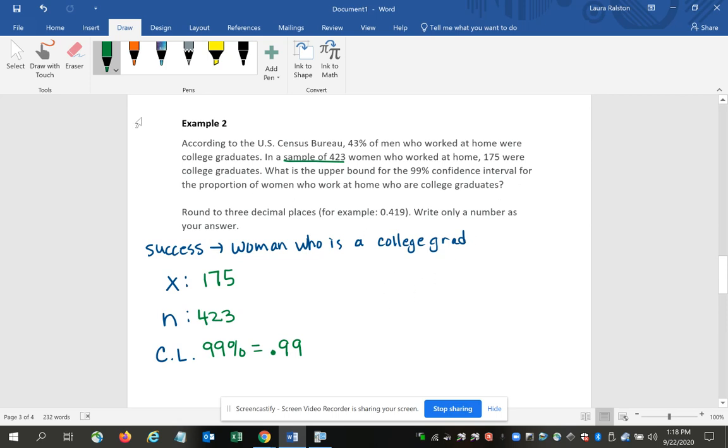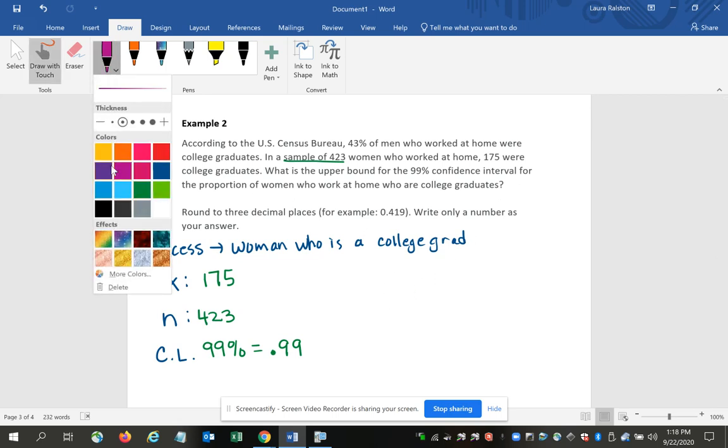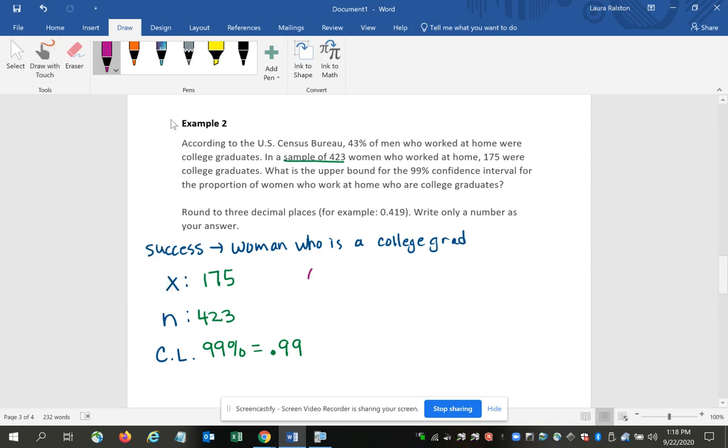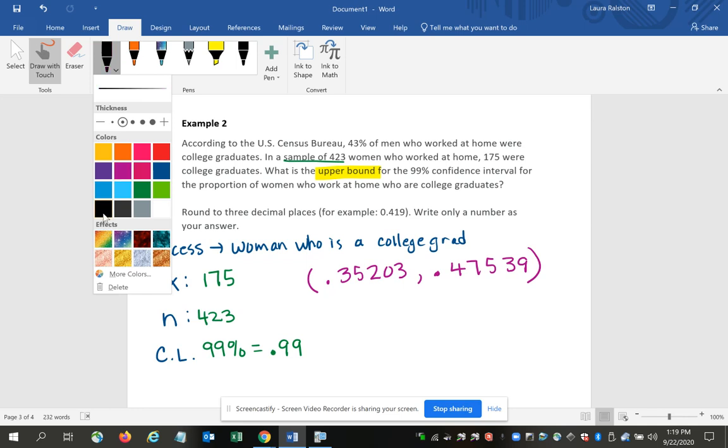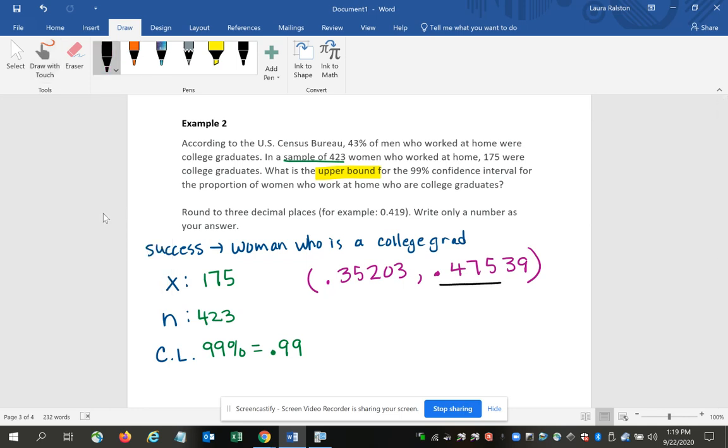Okay, so my confidence interval goes from 0.35203 to 0.47539. Okay, again, pay attention. The question says, what is the upper bound? This time it's asked for the upper bound. So what is the upper bound for the 99%? Well, the upper bound is the second number in the parentheses, rounded to 3 decimal places would be 0.475.